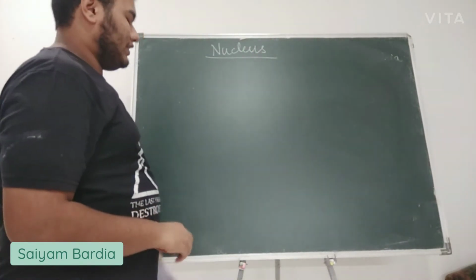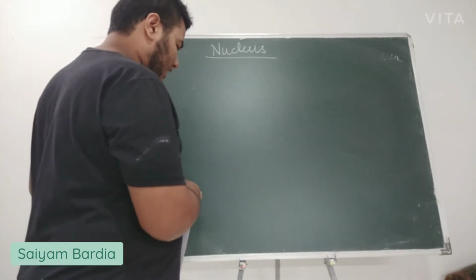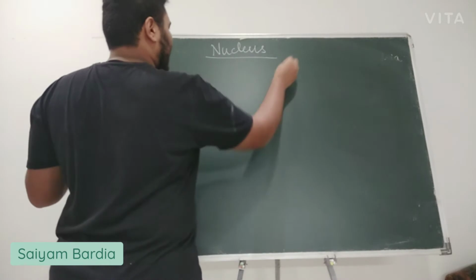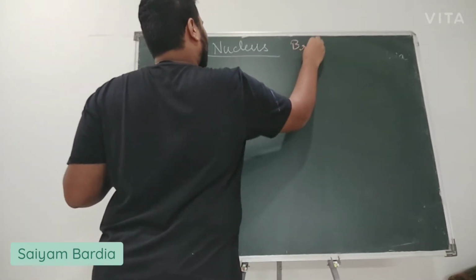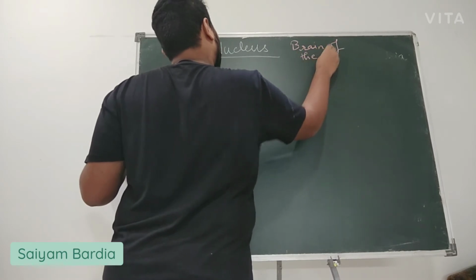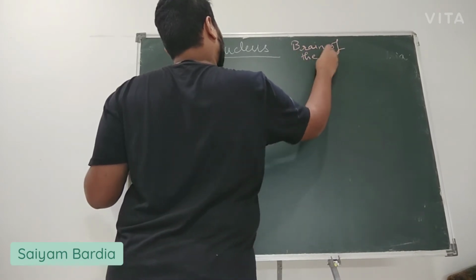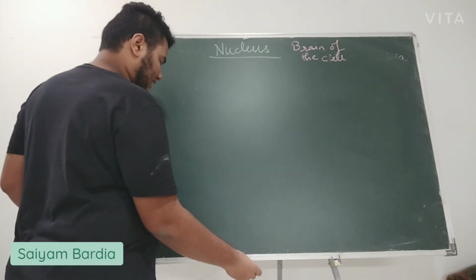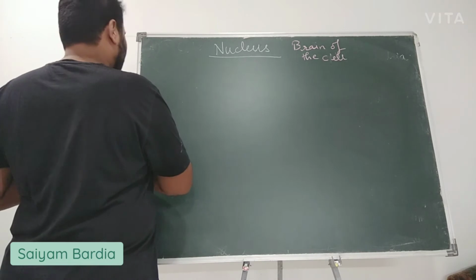What is nucleus? Nucleus is the brain of the cell. Okay. Where is the location of nucleus, you say?